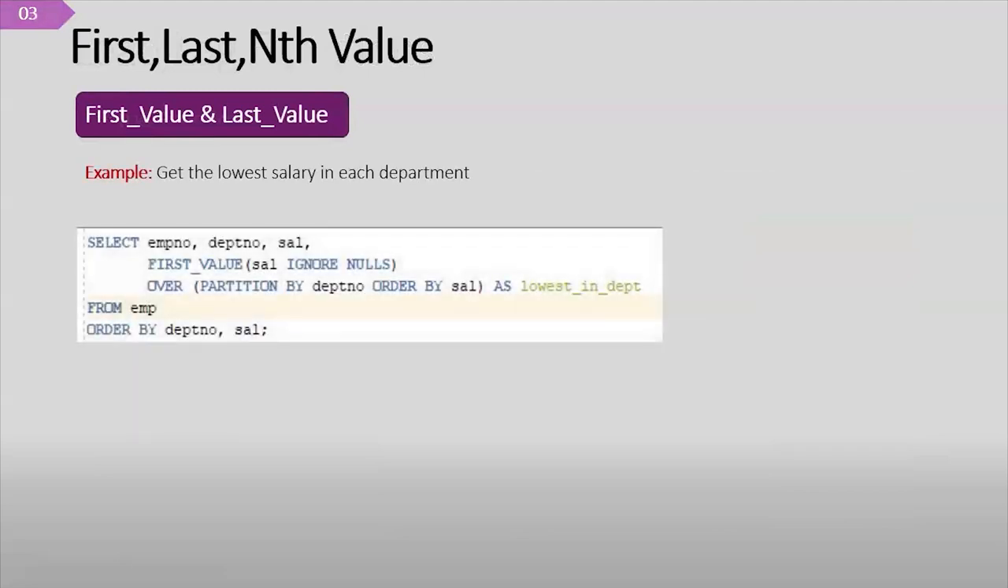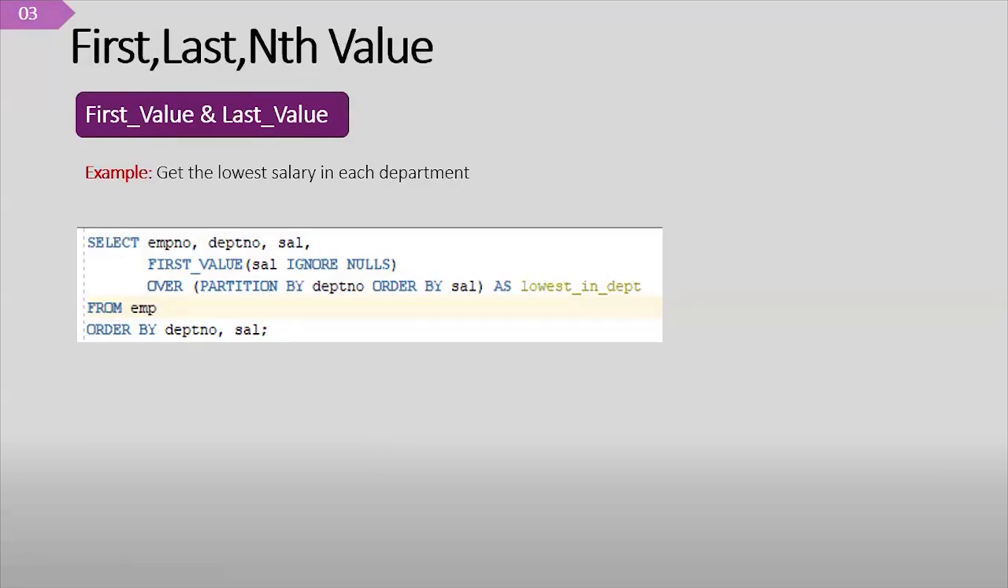Example. You can get the lowest salary in each department. How? By first value. If you put first value by salary and you don't want any nulls, if you have data of a person, for example, that has no salary, you don't want to include it, because you want to get the lowest salary over partition by the department number, order by salary. Here it will get the lowest salary in each department.